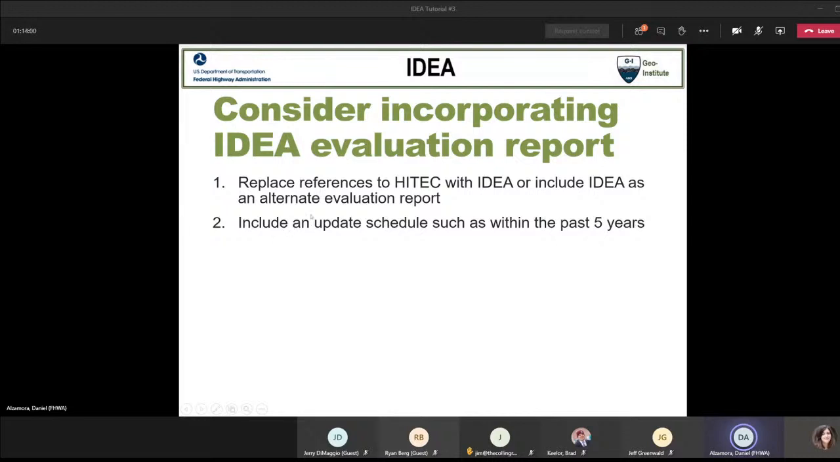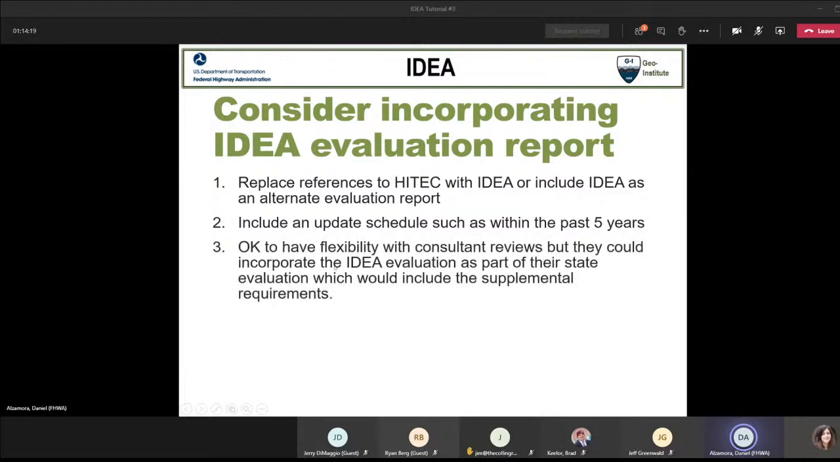So you could have them do a very quick evaluation of their system just to confirm that there's no changes, and append a letter to their high-tech evaluation to make it current, for example.